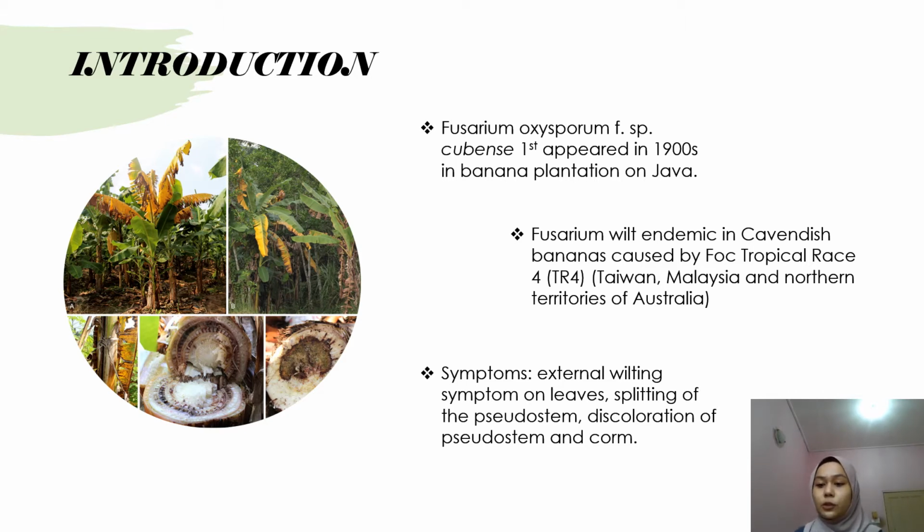Once Fusarium oxysporum infects the banana, it will start at the root. It will colonize the root and occlude the xylem vessels, and also cause symptoms: external wilting, leaves becoming yellowish, splitting of the pseudostem, discoloration of the pseudostem and comb. And eventually the banana will die.